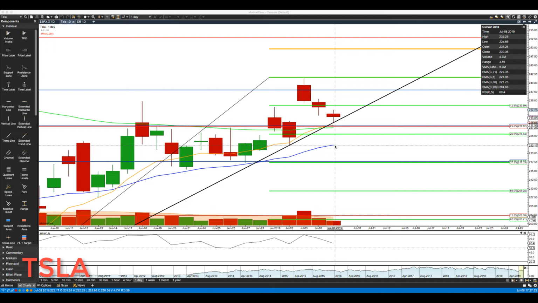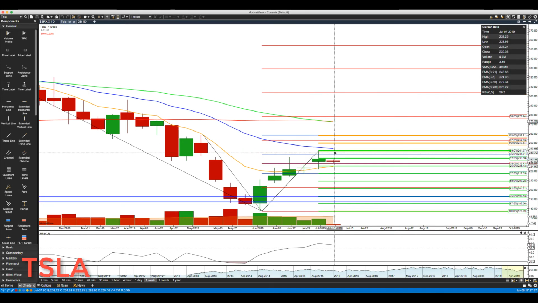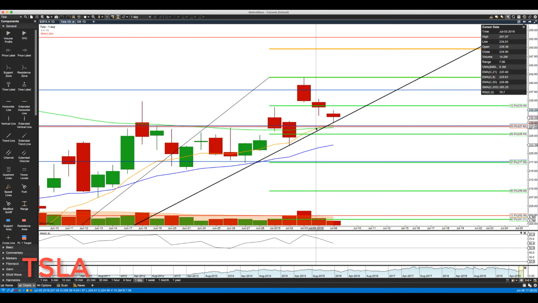Now, longer term, we're still bearish. Why? Because we're against the weekly rotation zone. So we're in the weekly rotation zone. We've not broken above it, so we're still bearish on a longer term basis. Still slightly bullish on a shorter term basis.